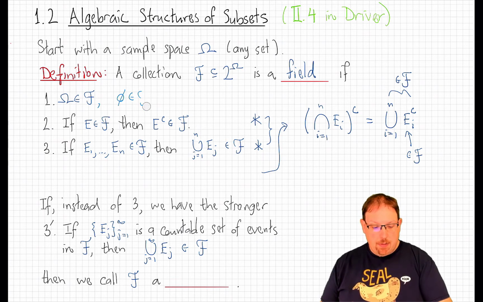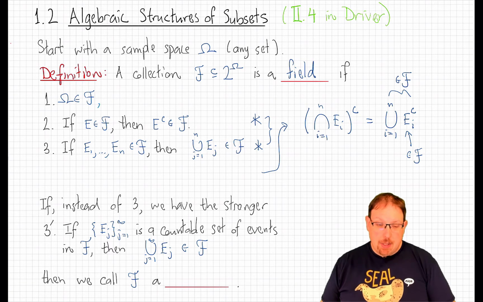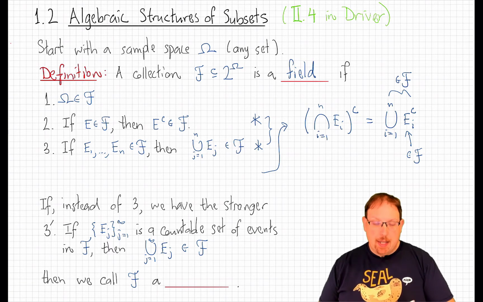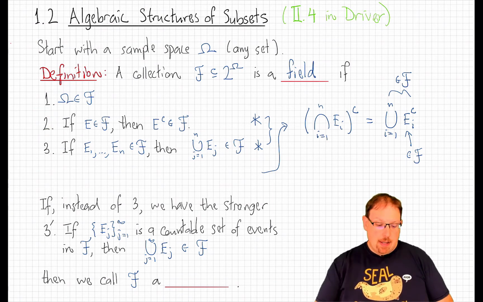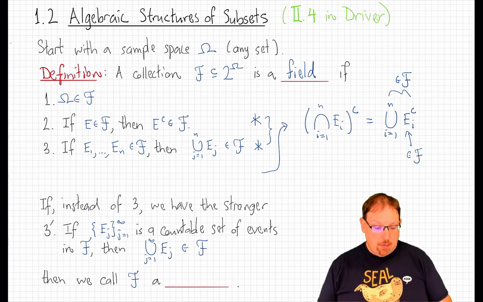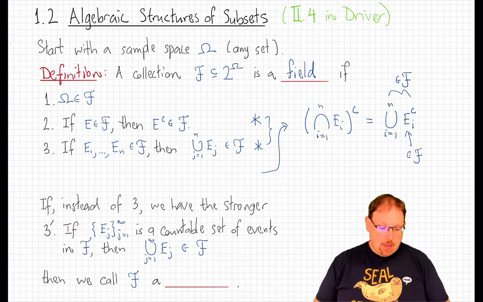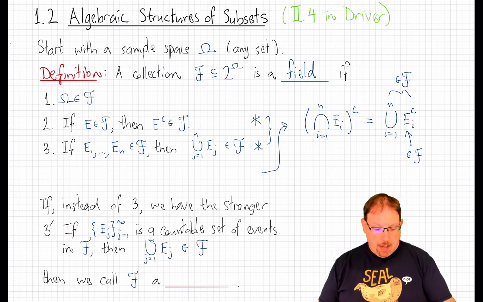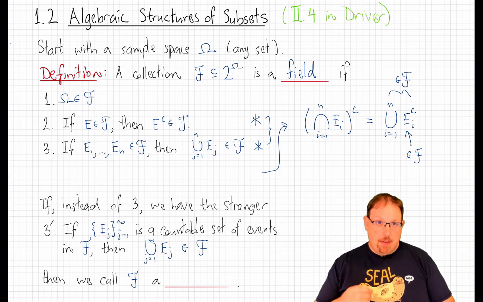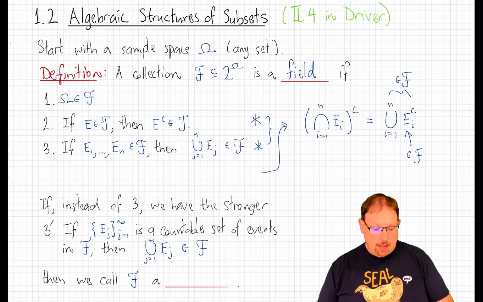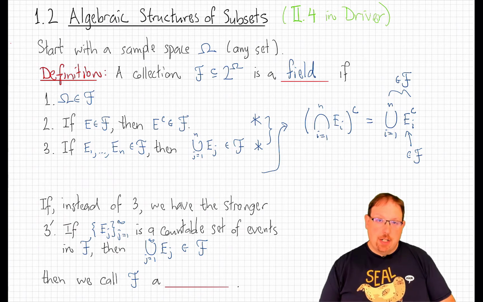Similarly, we can get rid of the explicit requirement that the empty set be in F, because if omega is in F, so is its complement, which is the empty set. Now we have a logically minimal collection of conditions, 1, 2, and 3. But following our discussion from the last video, we're going to strengthen 3 to 3 prime, and we're going to insist not only that a finite union of events is in F when the events are in F, we're going to insist that any countable collection of events in F have union in F. That is a stronger condition than 3.